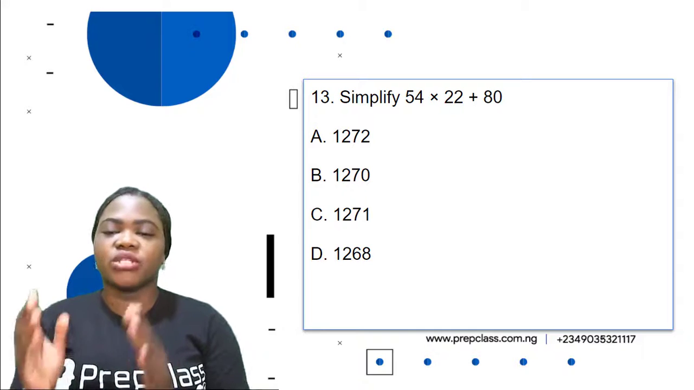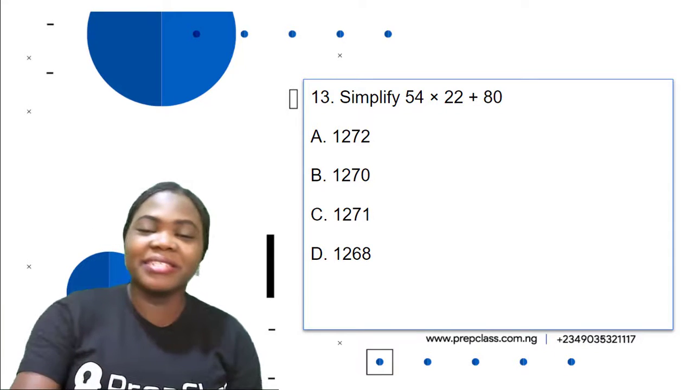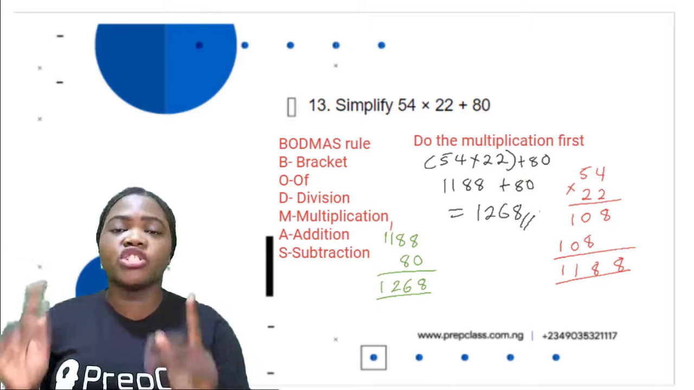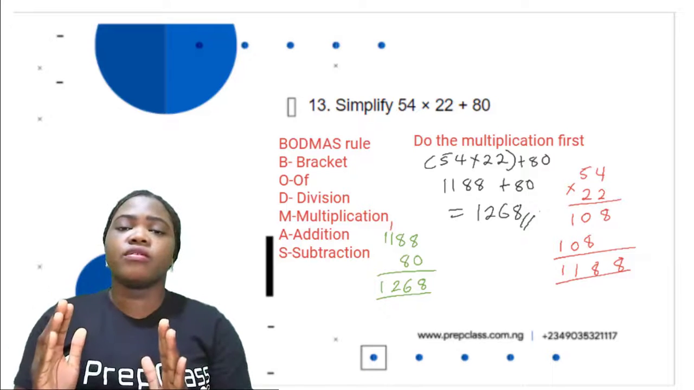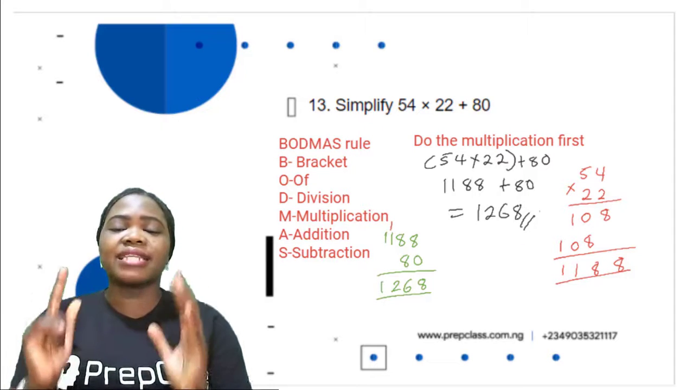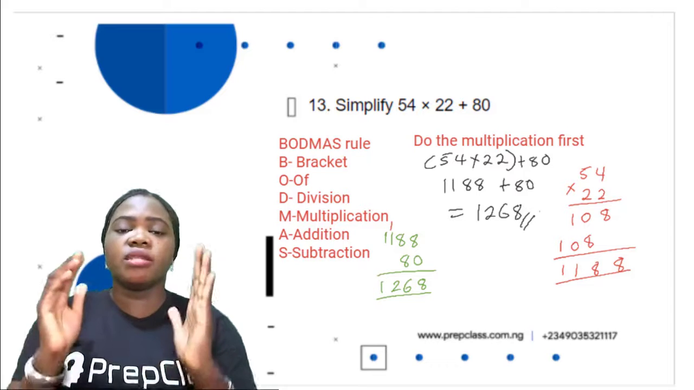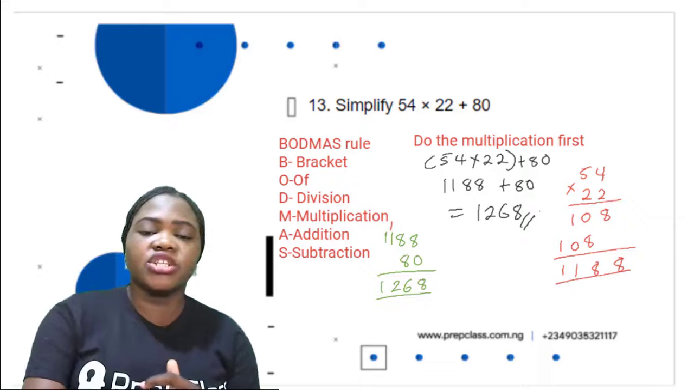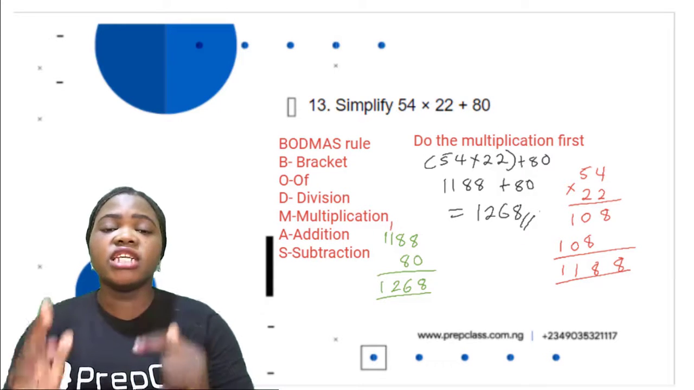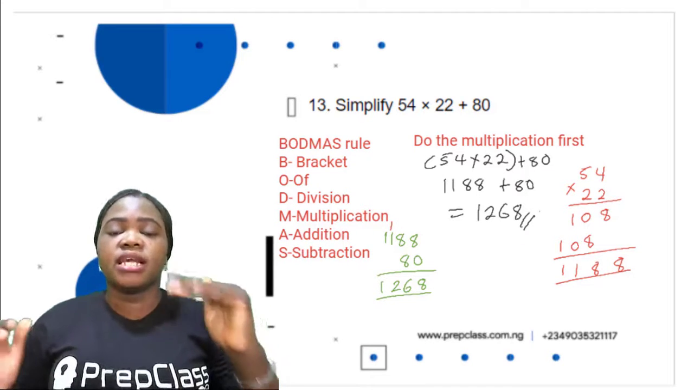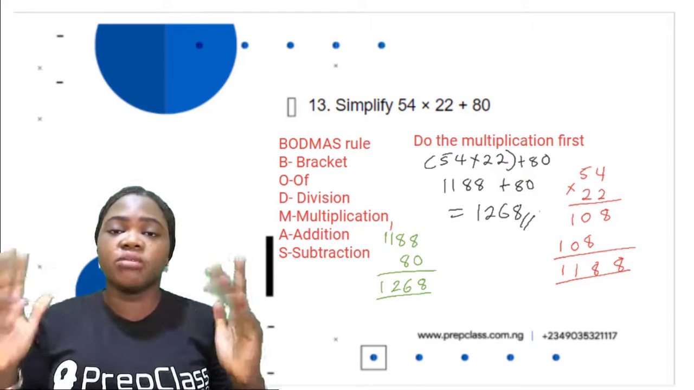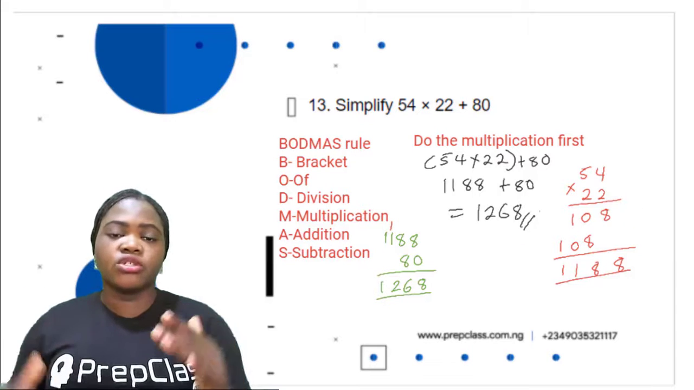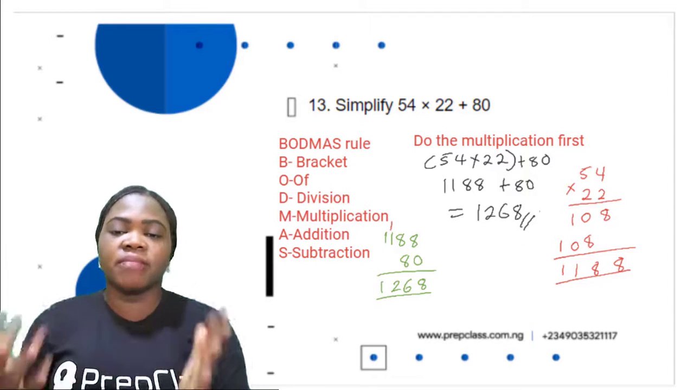Now, number 13. Simplify 54 multiplied by 22 plus 80. Okay, so this is actually very easy. In mathematics, when you have more than one operation in a question, there is a rule on the order of operation, and that rule is called the BODMAS rule. BODMAS means brackets, of, division, multiplication, addition, and subtraction. So you have to do the operation in brackets first, then of, which can be replaced with the multiplication sign, then division, multiplication, addition, and subtraction. That is the order of operation in mathematics.